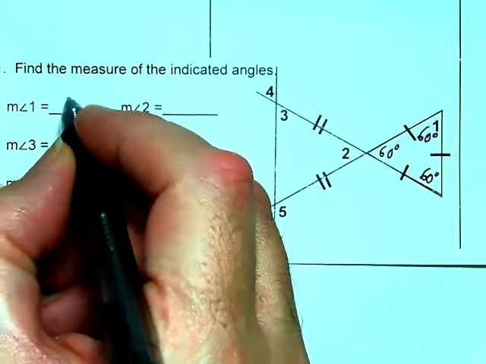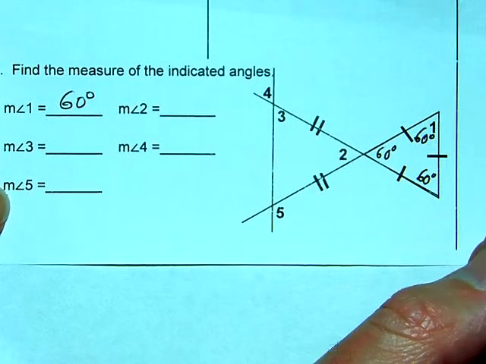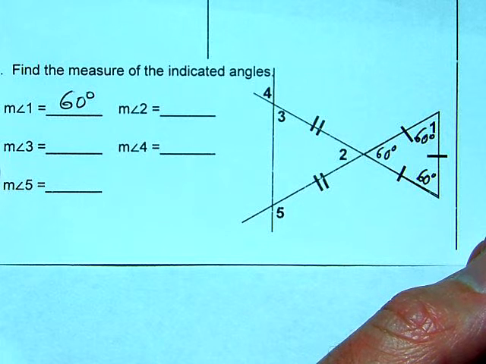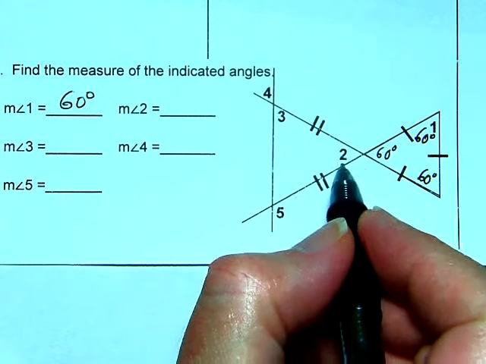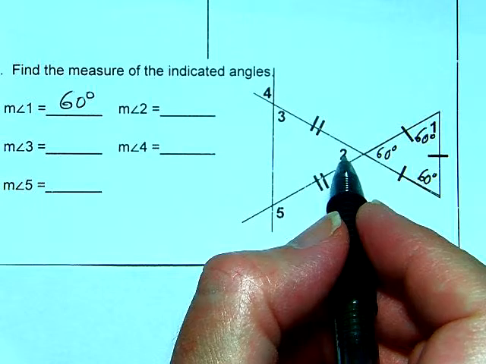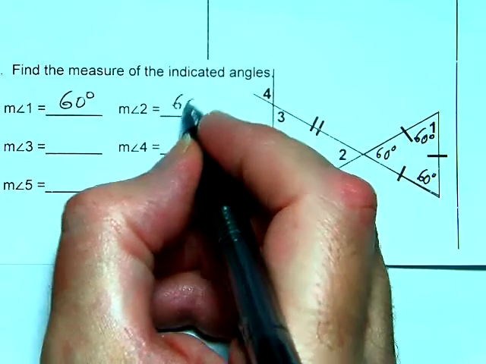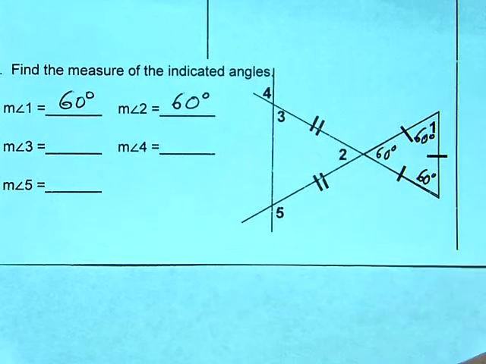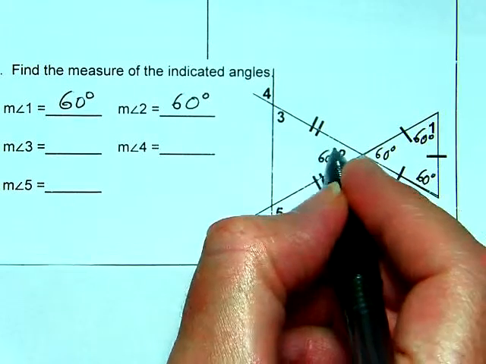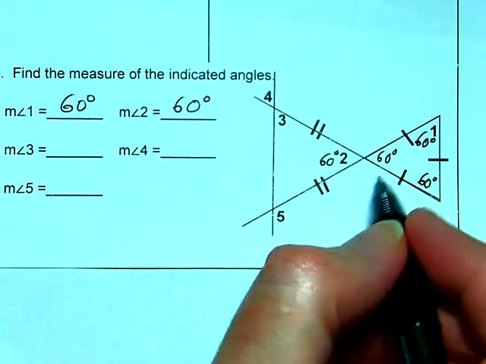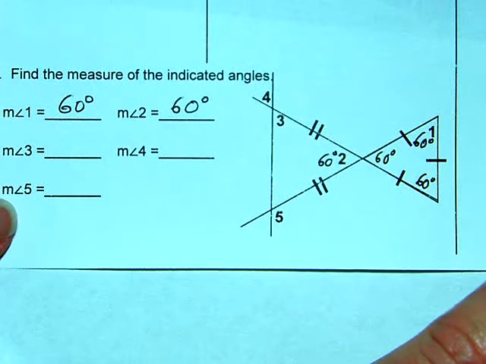So we can write in 60 degrees here. Now what about the measure of angle 2? 2 is vertical to 60 degrees, so it also must be 60 degrees. Well, you might say that was just luck so far, okay? We just happen to be lucky. We just happen to have an equilateral triangle. We figured these are all 60 and this is 60, but now it's going to get tough.